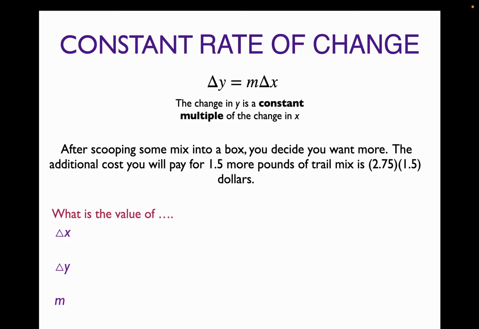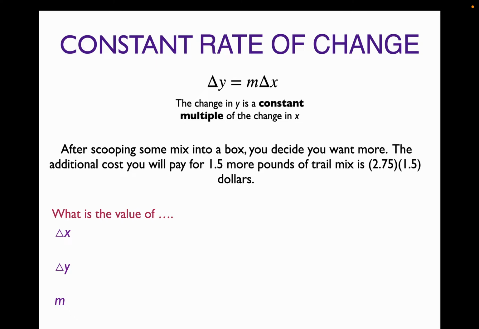Not quite. It's 2.75 times the change in x. Delta y is m times delta x. Concept-wise, it's the change in the price. So it's 2.75 per pound that we changed it by. This whole multiplication, that 2.75 times 1.5, whatever that comes out to, that's delta y, because we know m is 2.75.